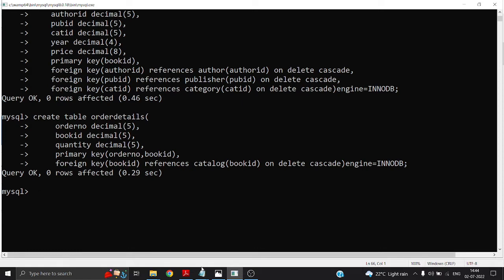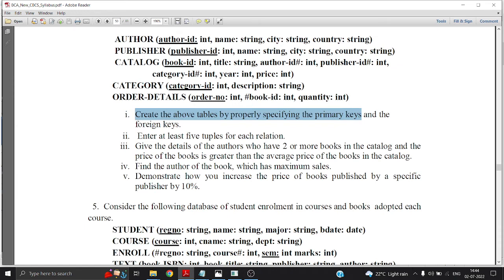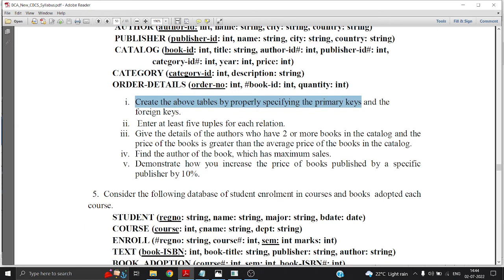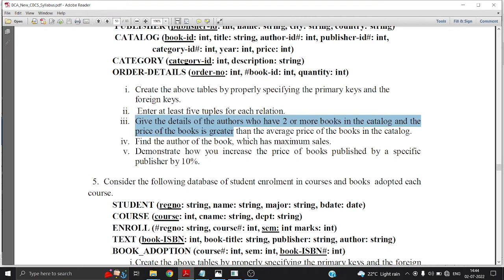Next our job is to insert records into the tables based on the question they had asked. Before inserting any records in the table, we need to understand what question they had asked. The question is: give the details of the authors who have two or more books in the catalog. That means we need to insert records such that the author has two or more books in the catalog, and the price of the books should be greater than the average price of the books in the catalog.